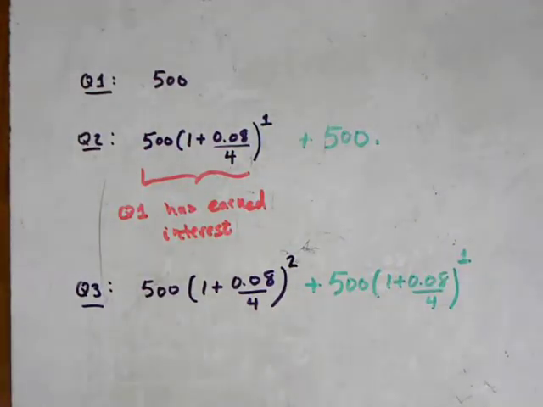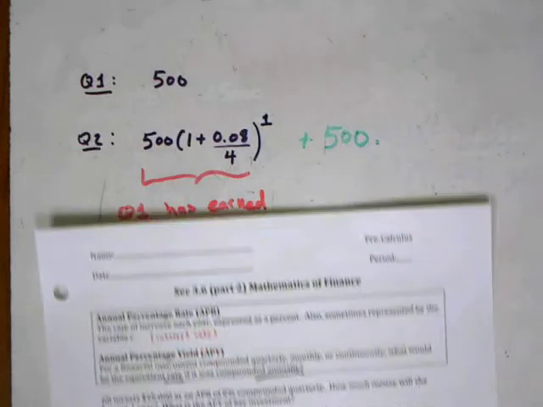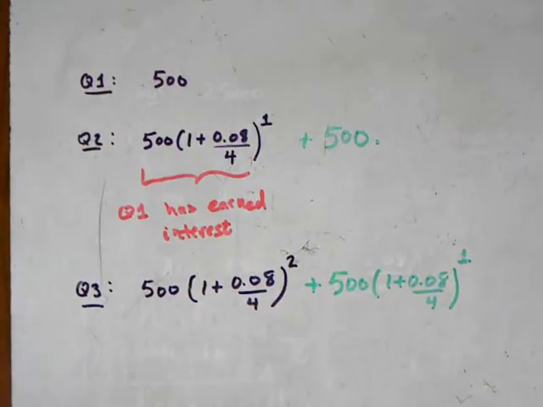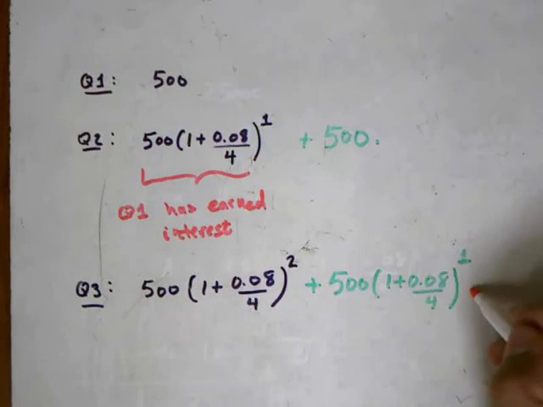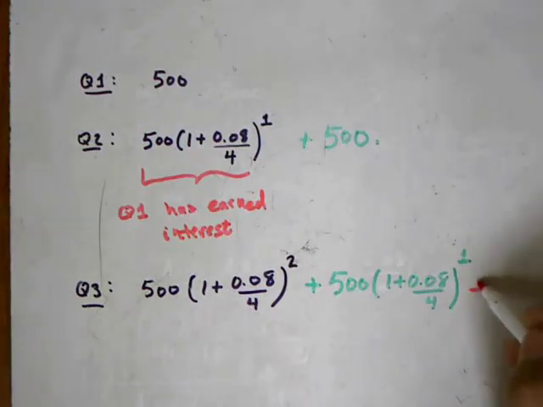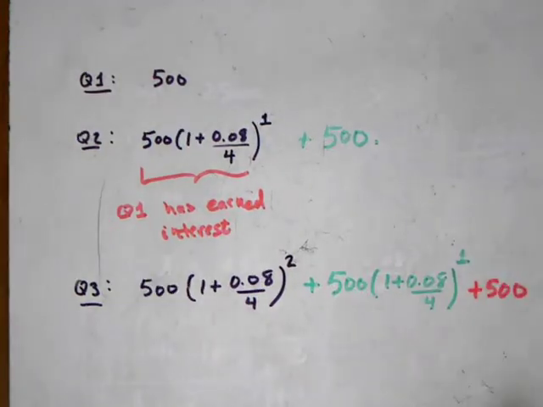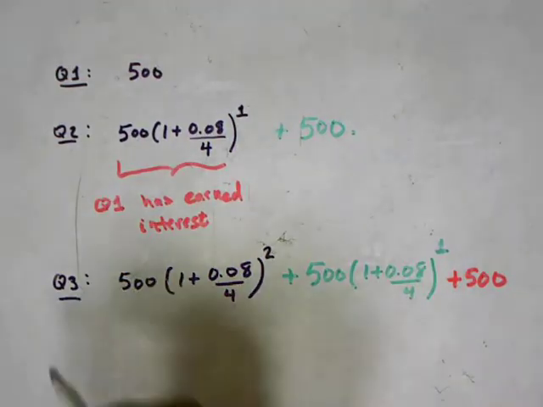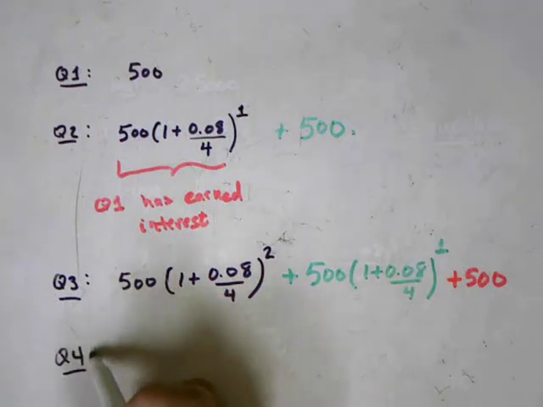But again, remember, an annuity is a sequence of equal periodic payments. It means he's going to put the same amount in again. So now he puts in another $500. But because he just put this one in, it hasn't earned him any interest. And we'll go one more quarter since it's asking for a year.